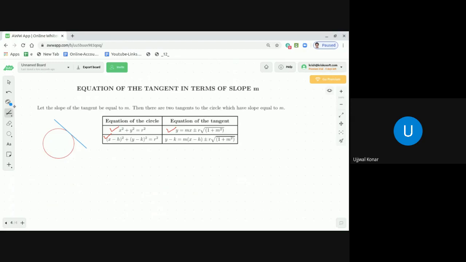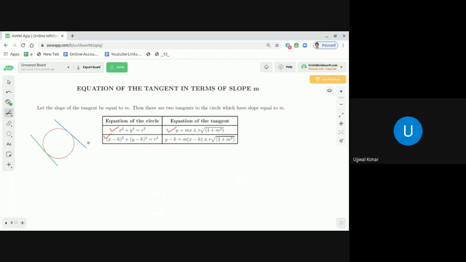Not a big deal. The other one I can draw in the green line, which is parallel to the blue line. You see, this is another tangent having the same slope m. Both the green line and the blue line are tangents to the circle, but both are having slope m. So in this way it is possible.